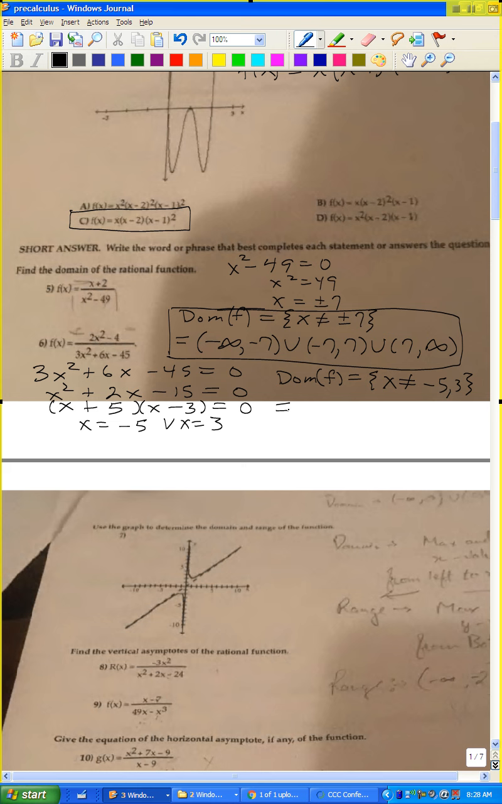So again, if we were writing this in interval notation, it'd be negative infinity to negative 5, union the open interval negative 5 to 3, union the open interval 3 to infinity. And that is your answer. Okay, any questions about that? Okay, so let me do problem number 7.